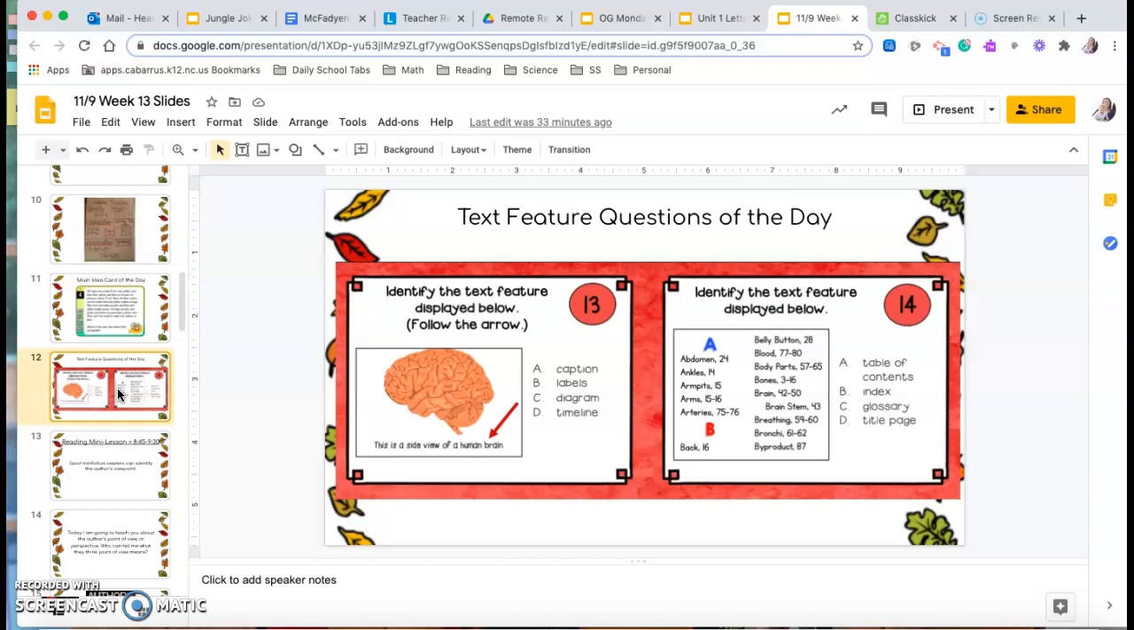Remember, a table of contents comes at the very beginning, and it tells you the names of the chapters and what pages they're on. The glossary comes at the very end along with the index. However, the glossary tells you words and definitions. An index tells you words and what page numbers to find those words on.